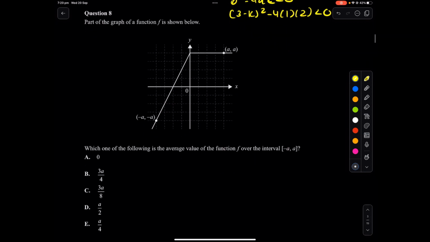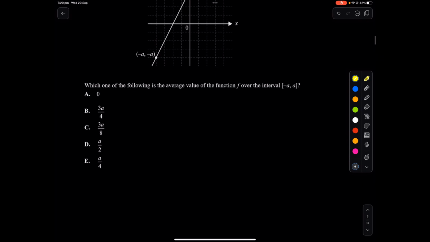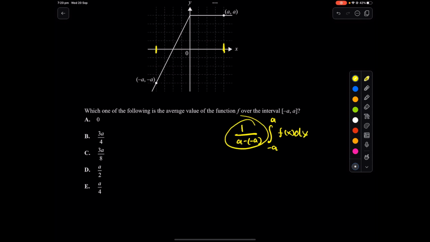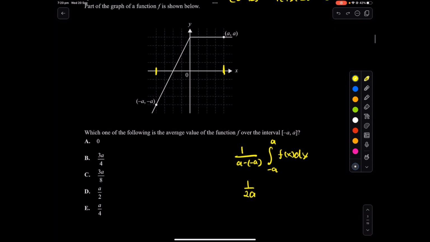Perfect. Question 8. Part of the graph of the function f is shown. Which of the following is the average value of the function over the interval -a to a? So we're going from this point over here to this point. We want the average value. So we know that the average value is 1 over (a - (-a)) times the integral from -a to a of f(x). Now, this simplifies to 1 over 2a.